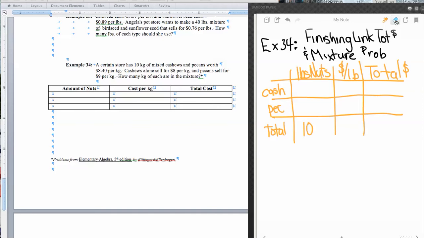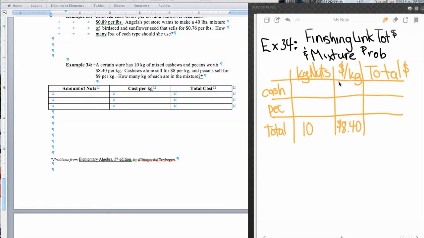And I wrote pounds, and that wasn't what it was supposed to be at all, was it? It was supposed to be kilograms. That's why we read the problems first. So kilograms of nuts and cost per kilogram of nuts. And so our first one has 10 kilograms as a total, and the whole thing is selling for $8.40 per kilogram. So this goes right in here like that.